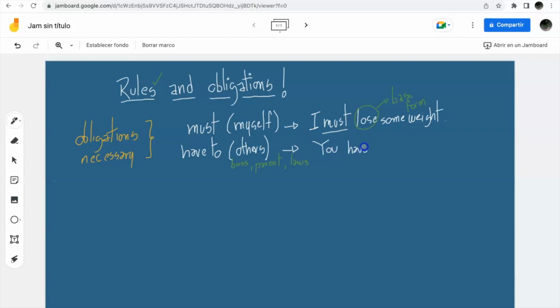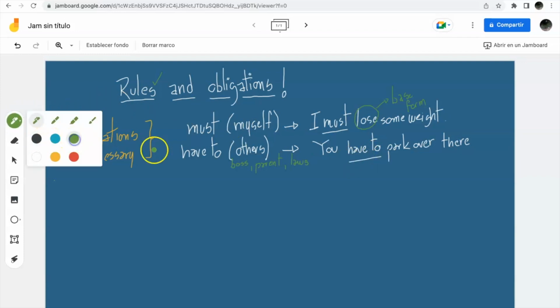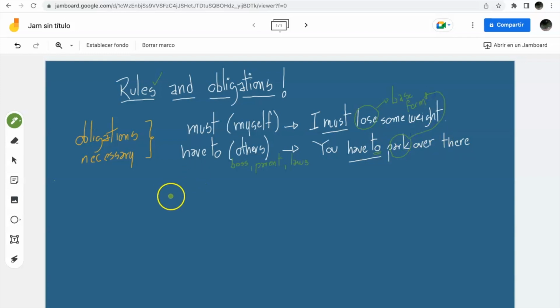You have to park over there, right? So what do you have here? You have to. And about the verb, same as must. Just because we have have to here, this is the base form of the verb. Okay? That's when we need to talk about obligations and things that are really necessary.